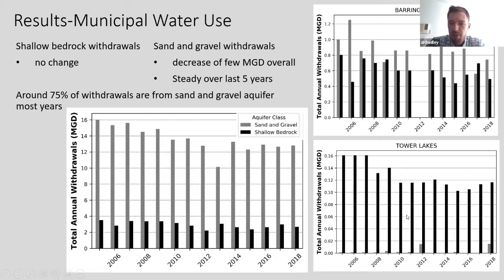And at Tower Lakes, most of their water use is just from the shallow bedrock system, and that's declined slightly over time. And there really isn't much use from the sand and gravel system at Tower Lakes.